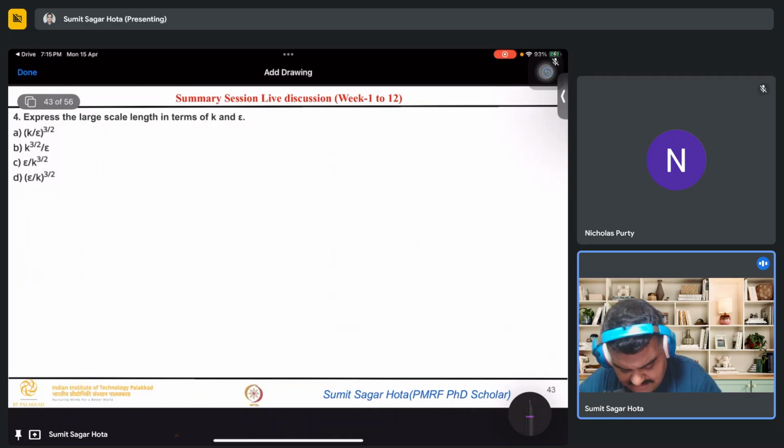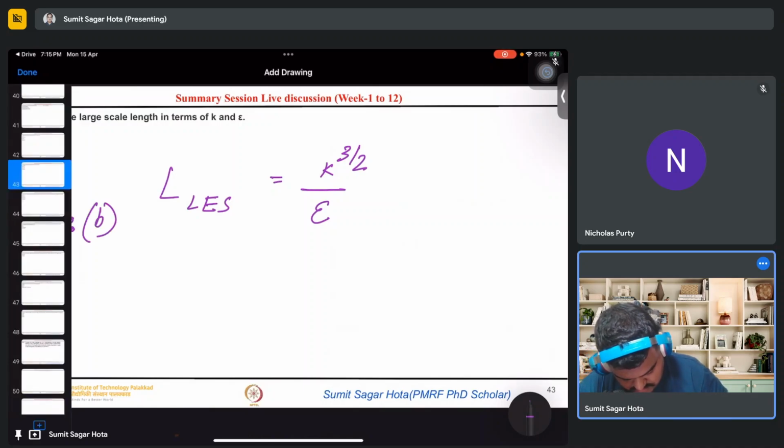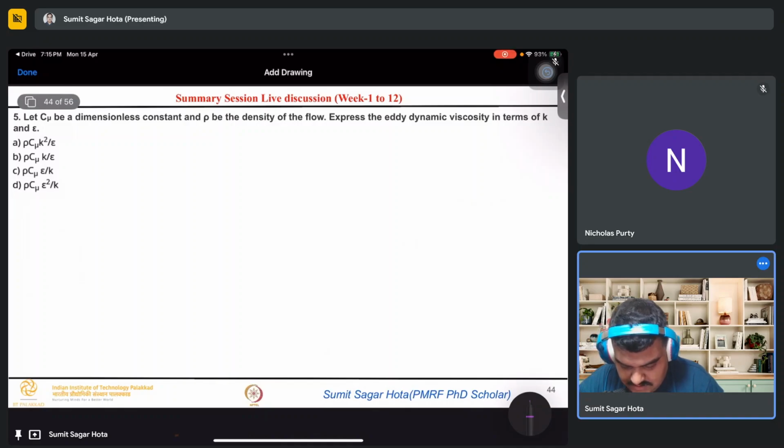Okay, now what is the length scale? For large scale eddies it is equal to k to the power 3/2 by epsilon. If C mu is dimensionless, all these things express the eddy dynamic viscosity we need to find out.